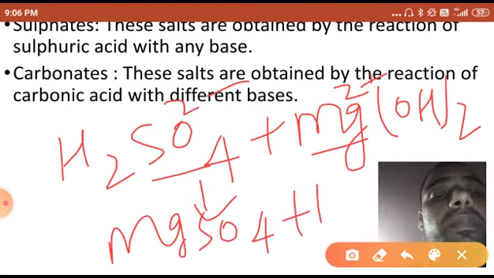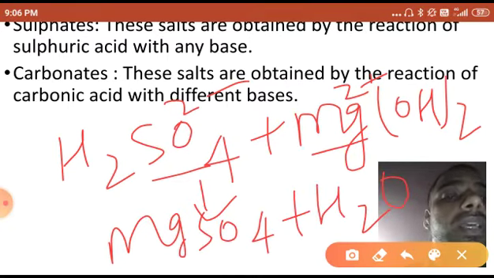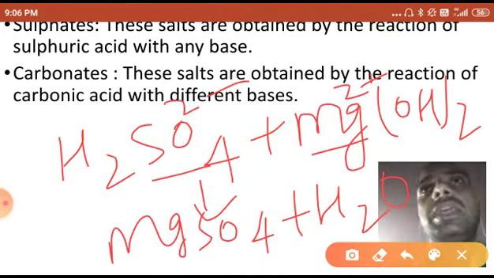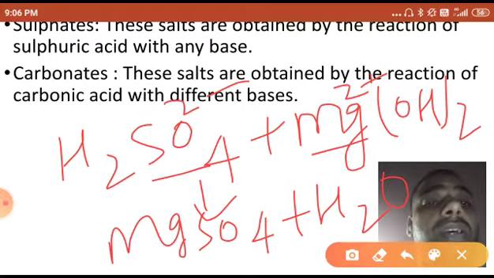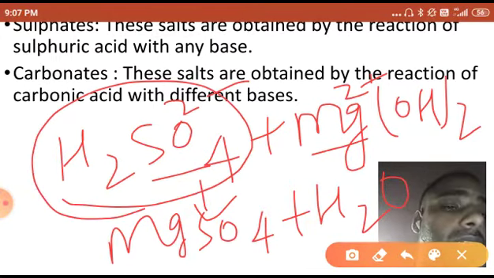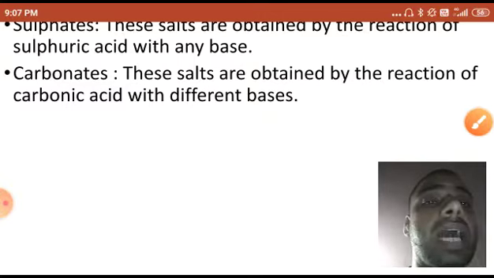MgSO4 plus H2O, okay? H2O is common, but here, for forming a sulfate salt, you have to take H2SO4. As the base you can take any one: Mg(OH)2, Ca(OH)2, LiOH, NaOH, KOH, anything. But for forming a sulfate salt, you have to take this one as the common acid, okay?